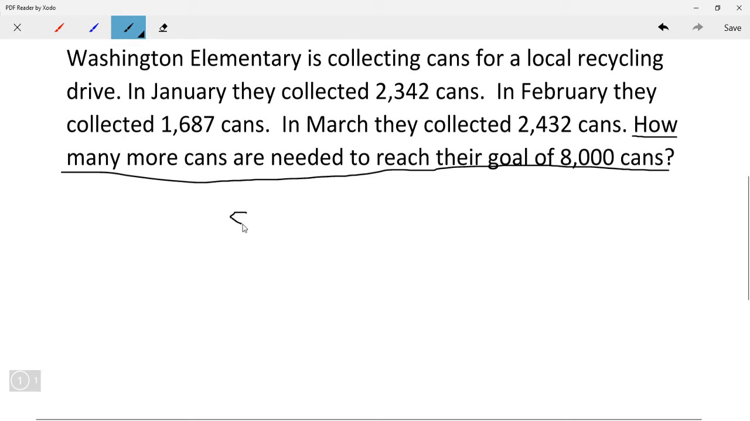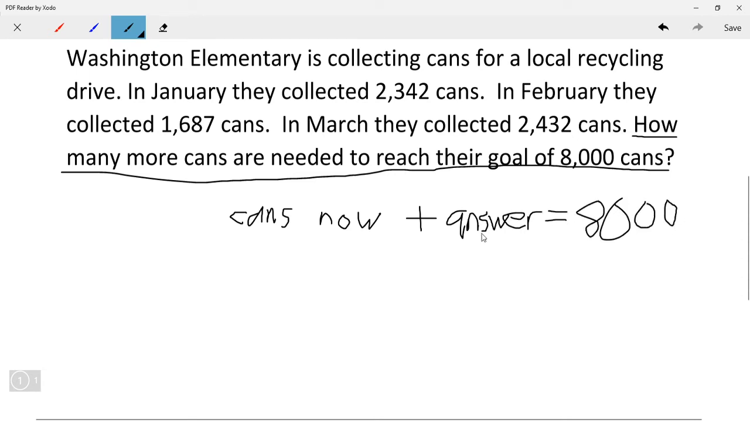So let's just say cans they have now plus answer, okay, the answer to this question equals 8,000. So obviously we don't know the answer, but we can figure out how many cans they have now by adding up the 3 months, right? January, February, and March, they collected these 3 amounts of cans. So if we add those all up, we know how many they have now.